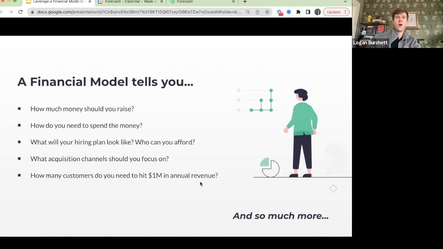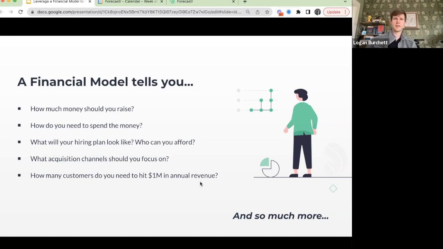Okay, so a financial model is going to hold the answers to a lot of really important questions. So now we're going into why investors care about financial modeling, right? It's really the same reason that you should care about financial modeling in general. It gives you information, right? It will give you a lot of interesting and useful information. So I threw in some key bullet points that I'm sure people on this call have been asked by an investor at some point.